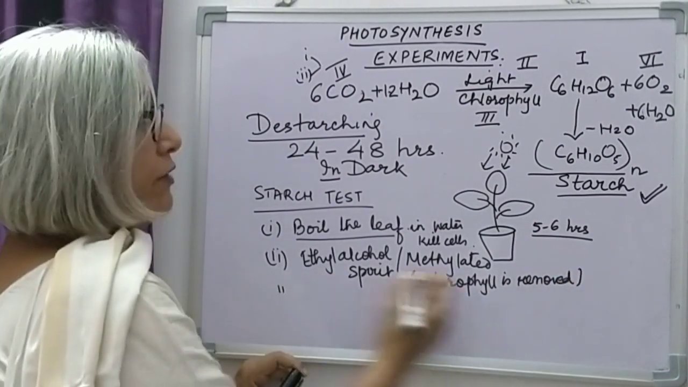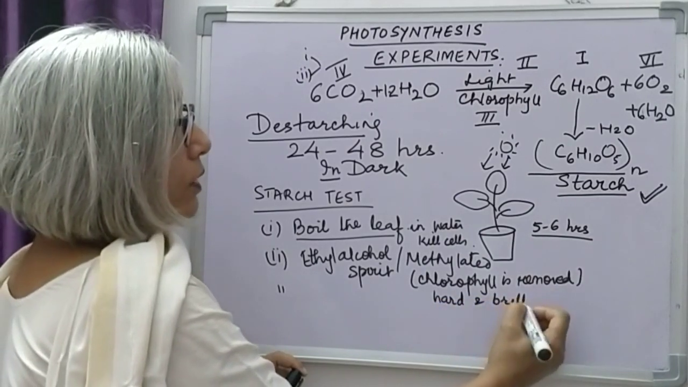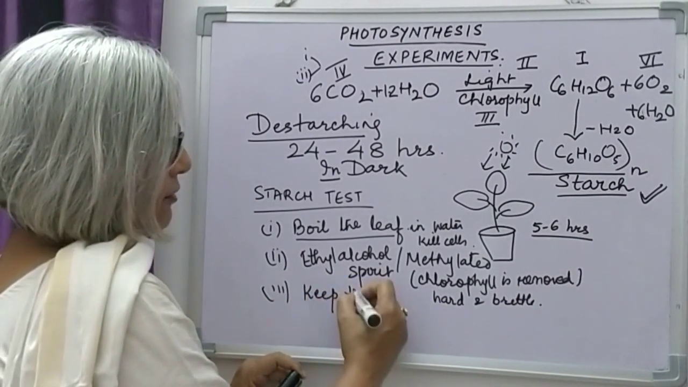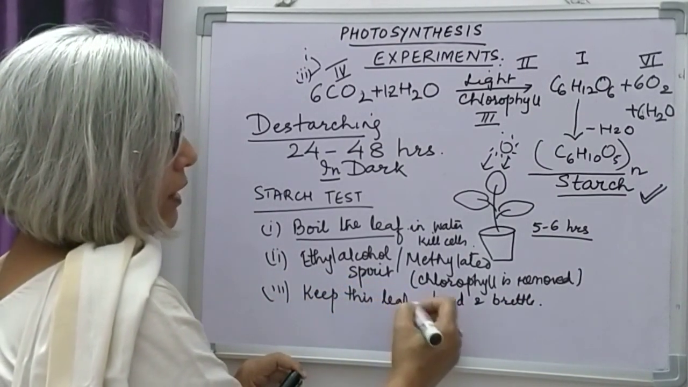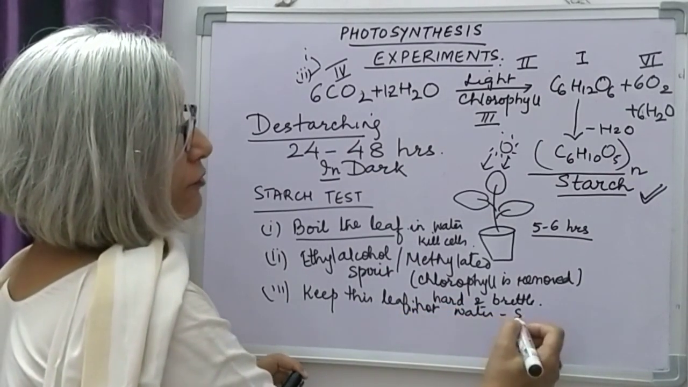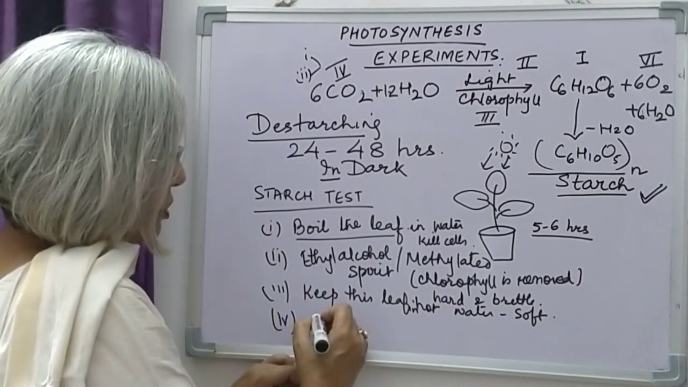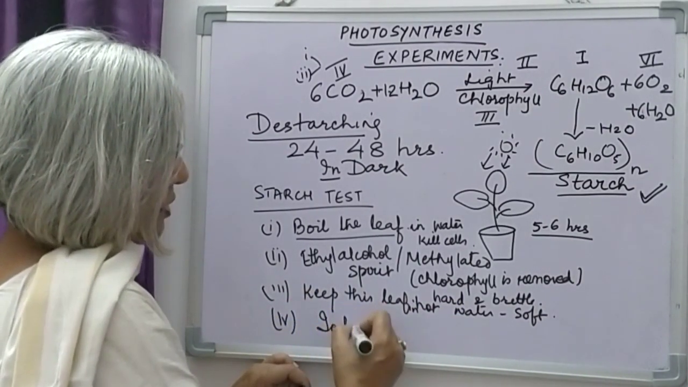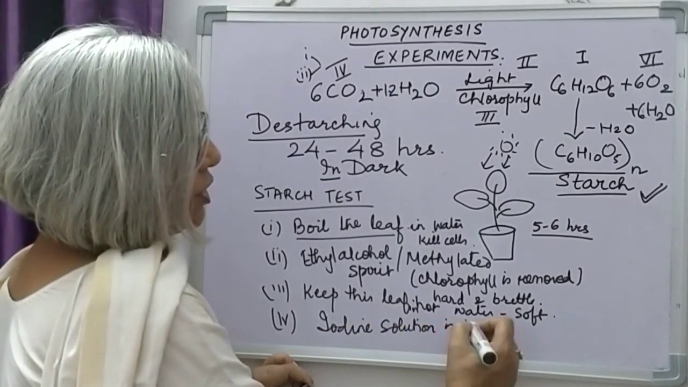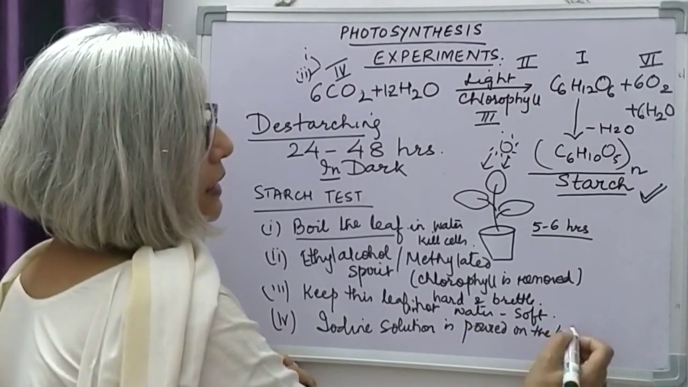Now, the leaf also becomes hard and brittle. So, the third step is we keep this leaf in hot water again. This will make the leaf soft. Now, we use iodine solution to test for starch. So, iodine solution is poured on the leaf and we get the result.